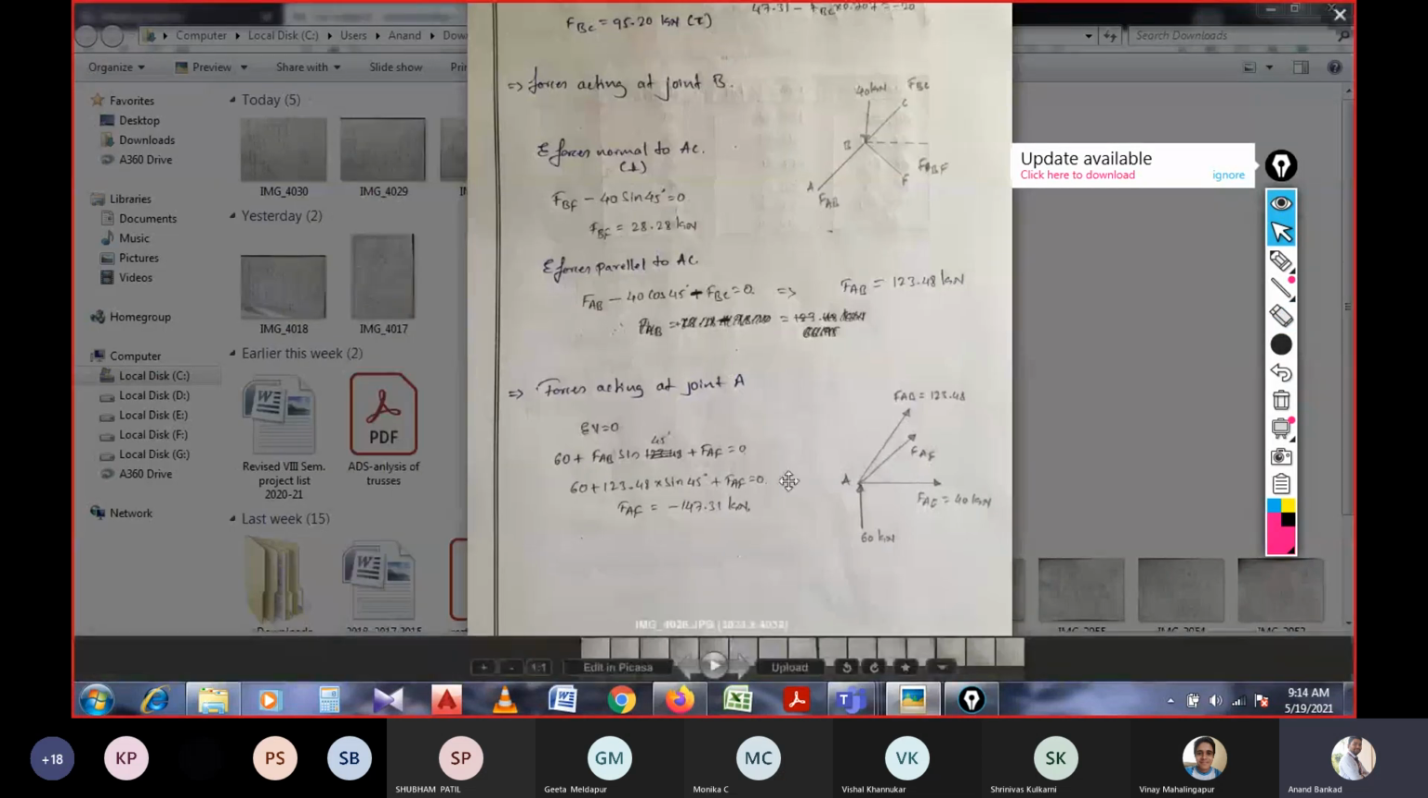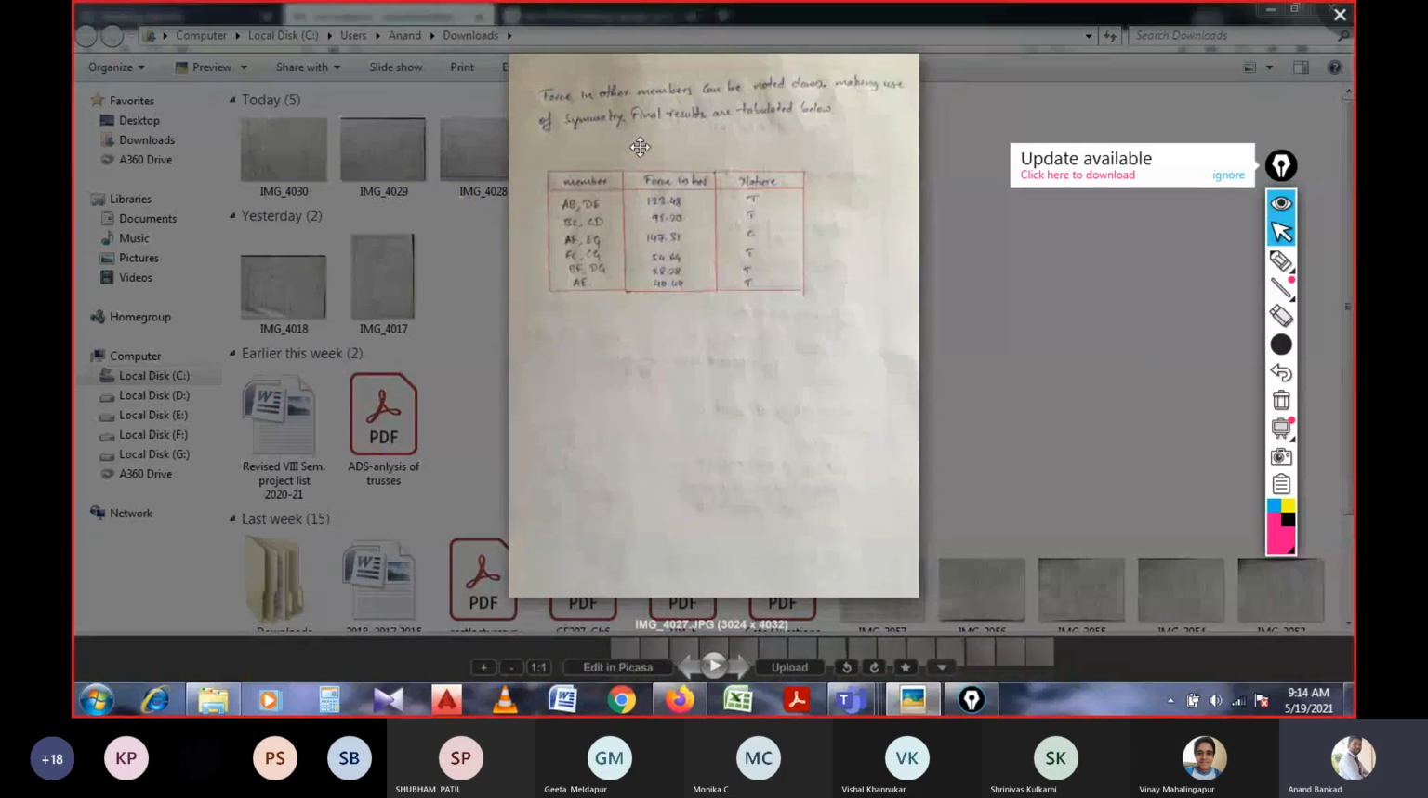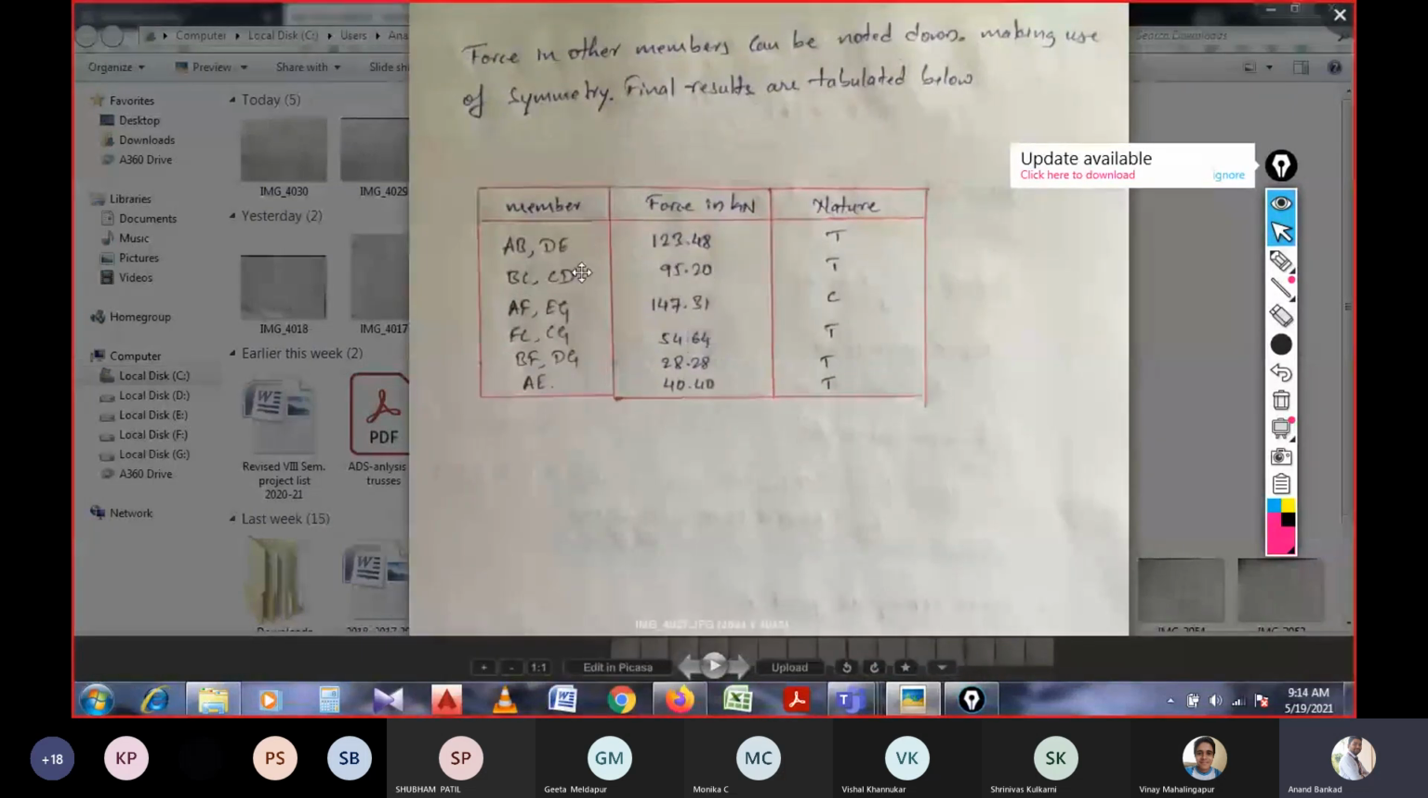And once we complete this problem, we need to tabulate those forces which are induced in the members by referring to the member notation, force, and the nature of force. If you got the positive sign, that refers to tension, and if you got a negative sign for the force, that will be a compression, that is referred to as a compression force.